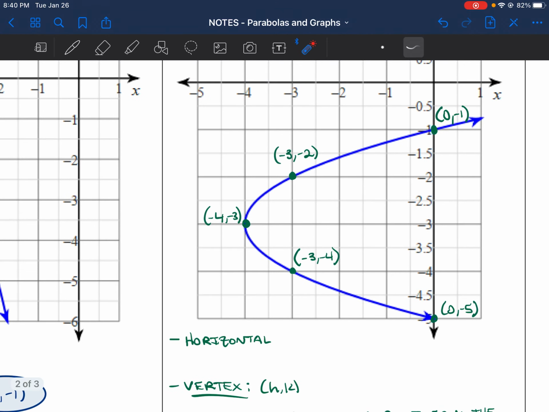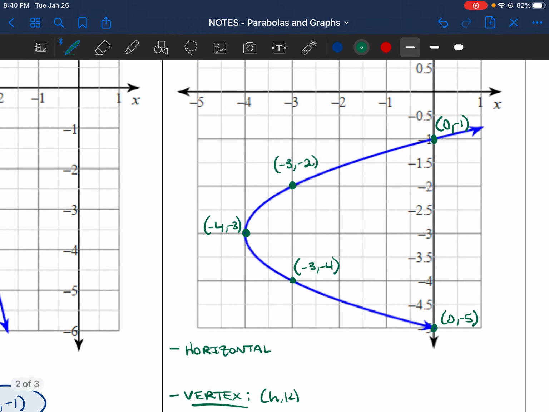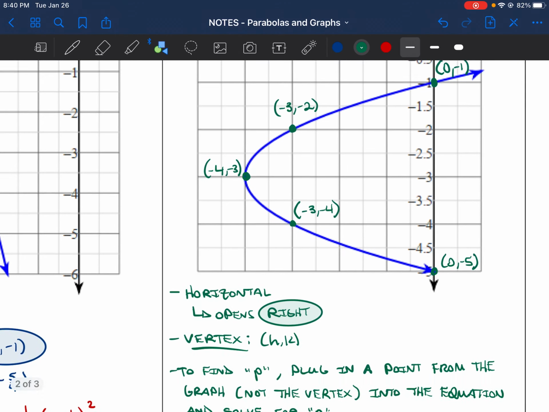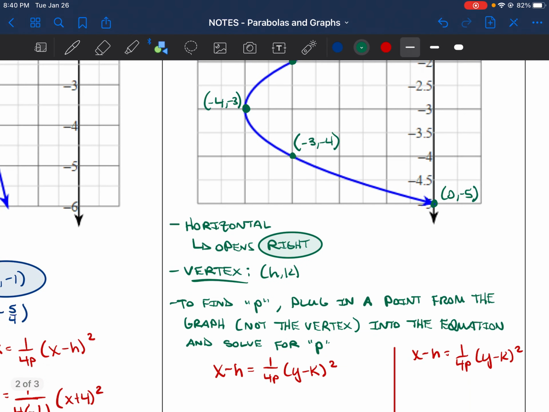But let's go ahead and take note of what we have so far. One thing we know, this is definitely a horizontal parabola. We can also see that it opens right. So let's take note of that, opens to the right. All right, we can also see the vertex. We can see the vertex pretty clearly as -4, -3. Circle that because that's important.